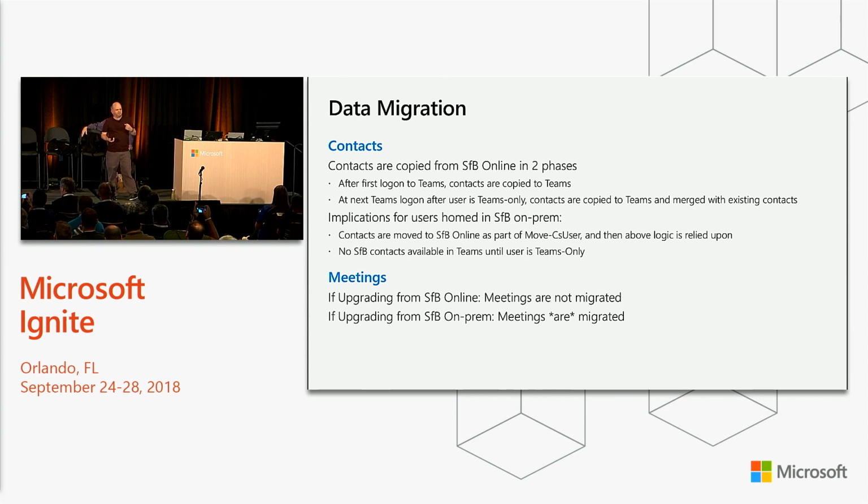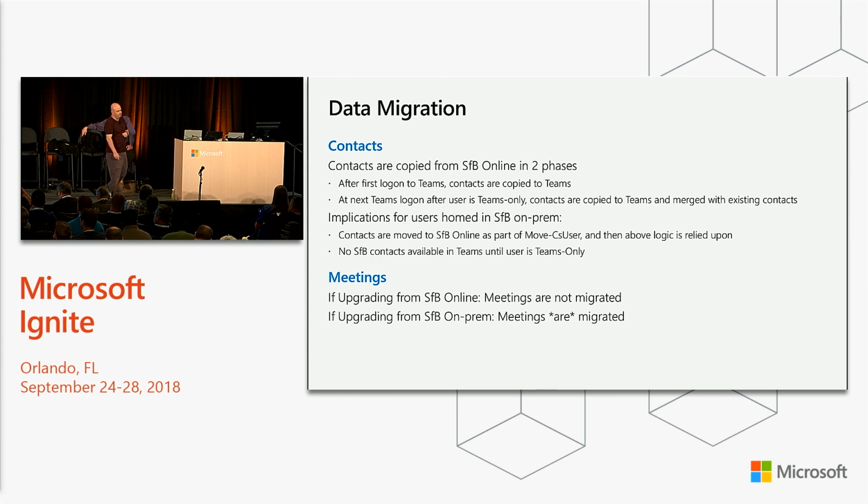And that's why we add the second migration, which is whenever the time comes where your admin says, okay, you are Teams only, I want you to only be in Teams. We do one final contact migration. So when that Teams only mode is set, Teams basically knows to do one last pull from SFB online, grab any new contacts, do a merge, and dump them into Teams.